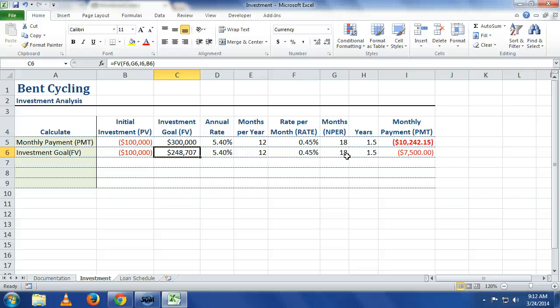Let's say we are concerned about how long it's going to take me to invest. Okay, so let's go down a line, and in A7 I'm going to put months, and in this case I'm going to use the NPER, which is the number of periods formula. Let's copy B5 through F5 down to B7 through F7.